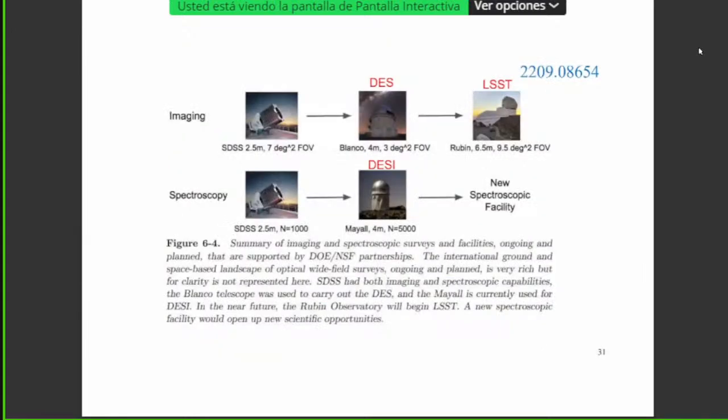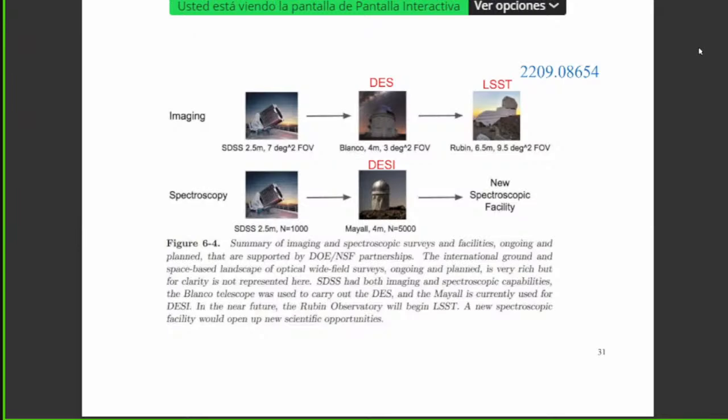So this is a picture showing the evolution of the surveys. These are imaging surveys and spectroscopic surveys. The Sloan Digital Sky Survey actually did both. They had the capability of measuring spectra and also measuring images. And this is the field of view, 7 square degrees, etc.